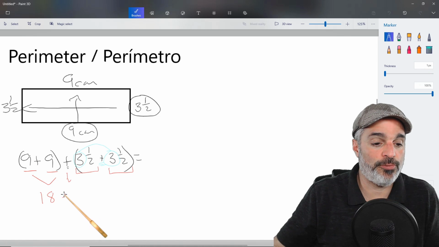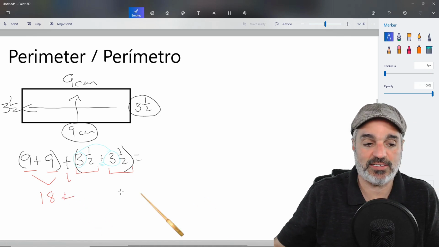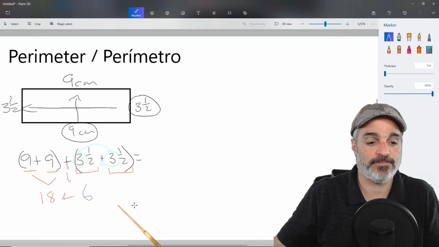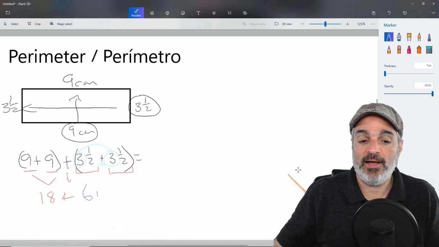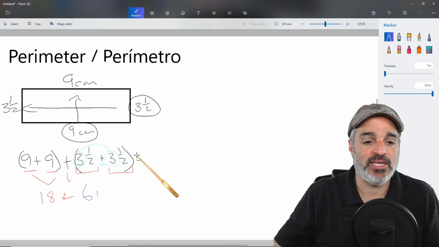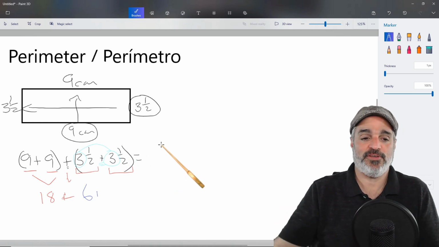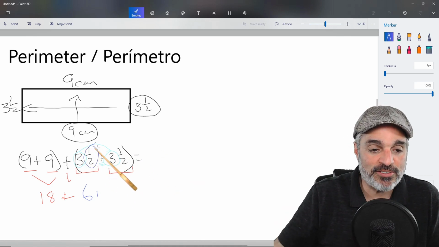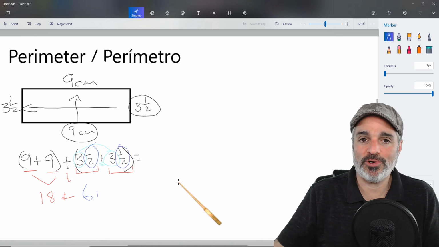Okay, so 3 plus 3 is 6. And what can we do with the fractions? And here's where you get confused. These two fractions, what do we notice about them?